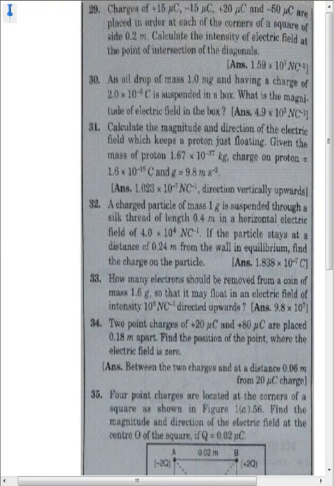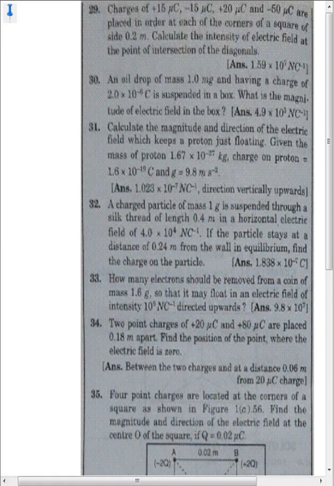It may not be clear, the image that I have for you, but this is an image file which I've converted to PDF to show you. So the 29th question has the charges 15, minus 15, 20 and minus 15 to be placed in order at the corners of a square of side 0.2 meters. We need to calculate the electric field intensity at the intersection of the diagonals. So 15, minus 15, 20 and minus 50.